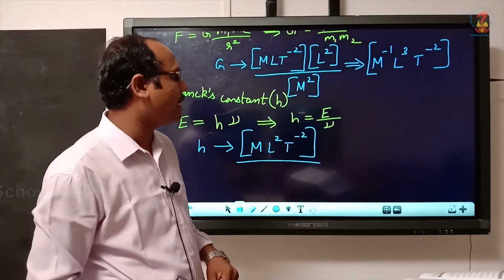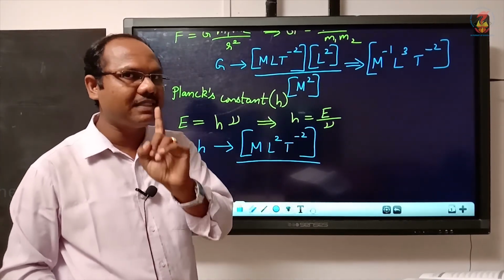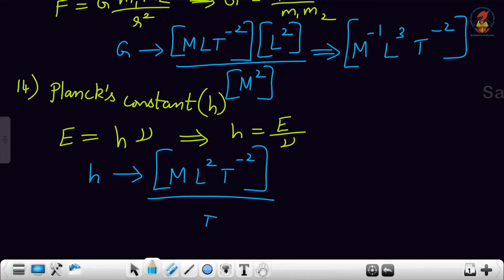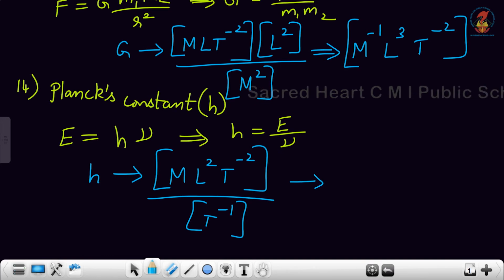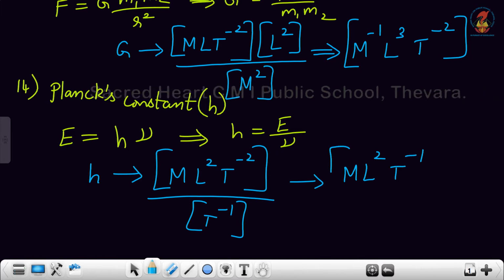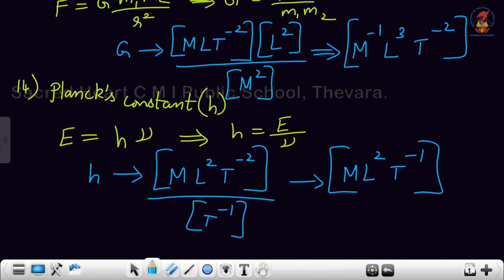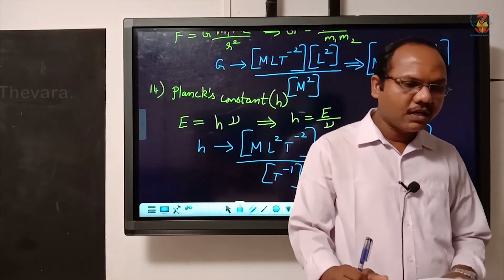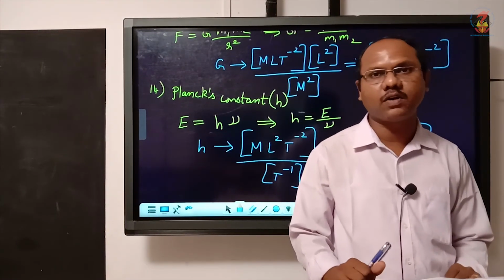Frequency is 1 by time period. Dimension of time is T. So the dimension of frequency is 1 by T, that is T raised to minus 1. Correct. And take T raised to minus 1 on the top, so you will get T raised to minus 1 more. Here T raised to minus 1 and T raised to minus 2 combine, and you will get T raised to minus 1. Therefore, M L square T raised to minus 1 is the dimension for Planck's constant. So in this manner you can find the dimensions for different quantities.